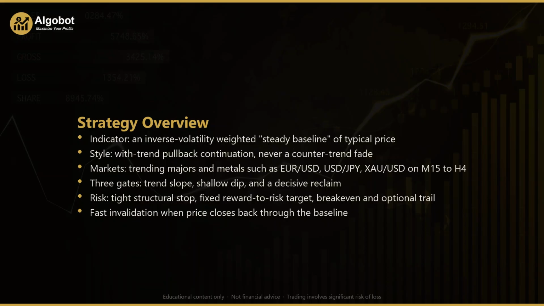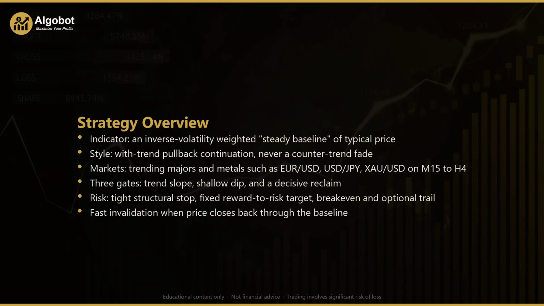It builds its trend line as an inverse volatility weighted mean of the typical price. In plain terms, every completed bar contributes to the line, but calm, tightly ranged bars, where the market genuinely agreed on price, carry the most weight, while wide, chaotic bars are almost ignored. The result is what we call a steady baseline, a smooth, denoised anchor of accepted value that doesn't lurch around on outliers. The strategy uses that steady baseline purely as a with-trend pullback engine.